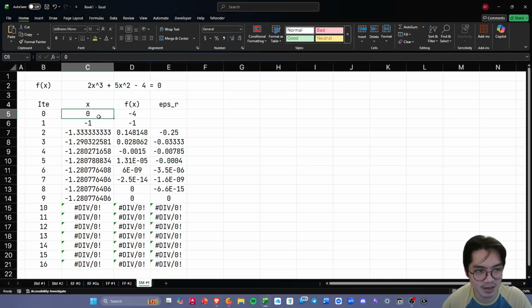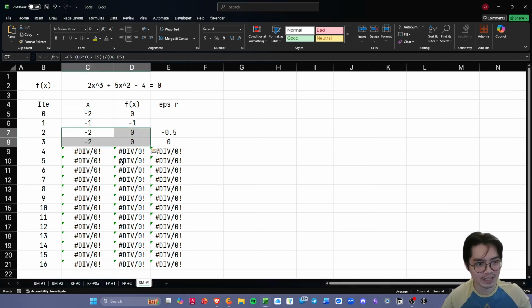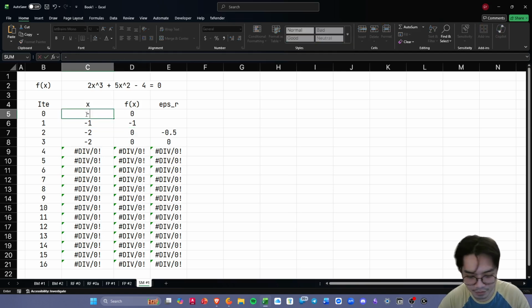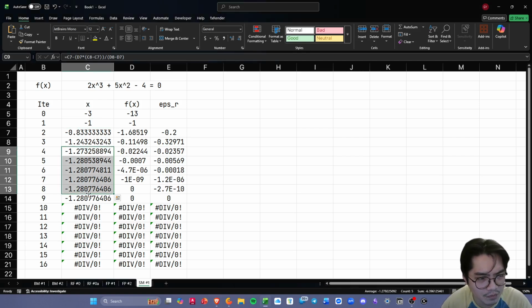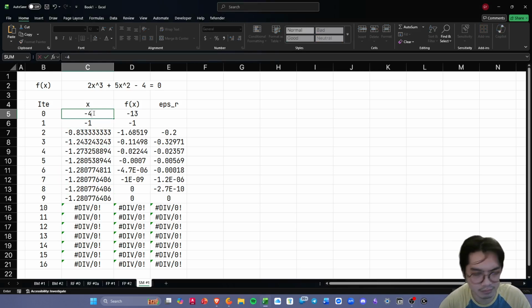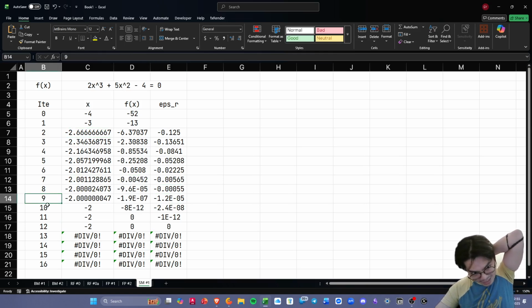What about negative 2 in here? I feel like this is going to be a little bit more difficult. Oh, it's already at negative 2. I mean, it got there. Then it said, you know what? We're already here. What about negative 3? And yeah, there it is. Oh, wait. No, this is not negative 2. This is negative 1.28. What about negative 4? No, it's not going to change it. Negative 3? There it is. Yep. There you go. It took us, what, 9 iterations?